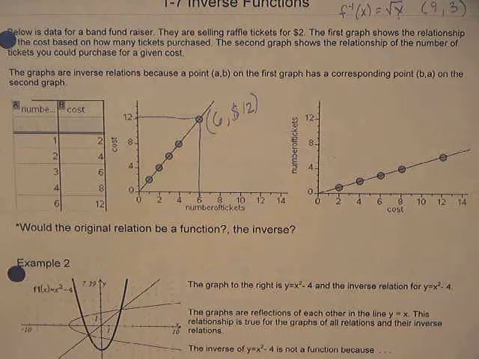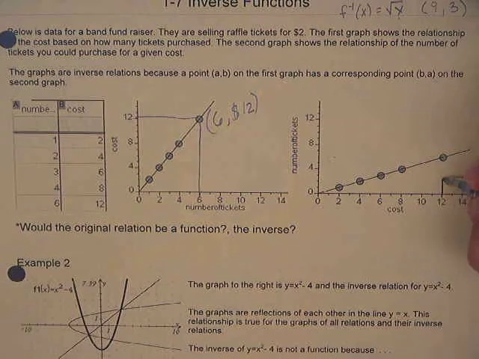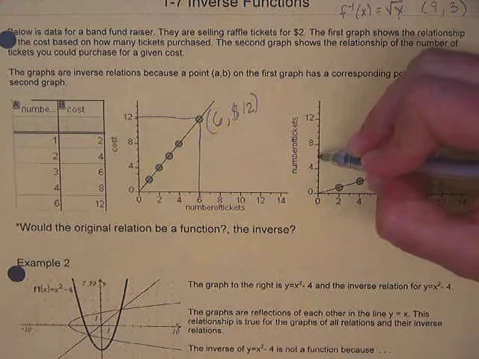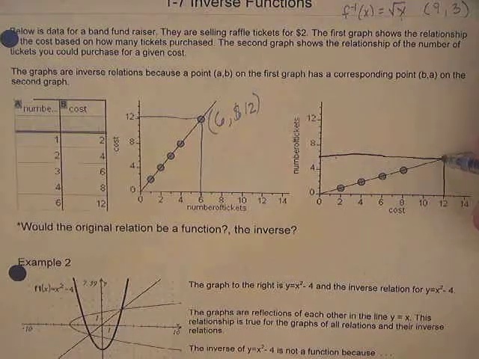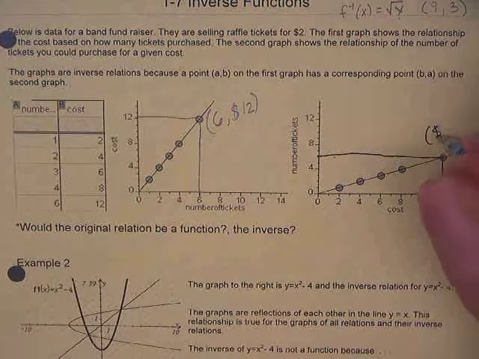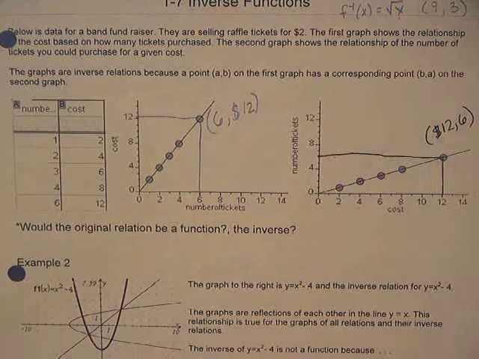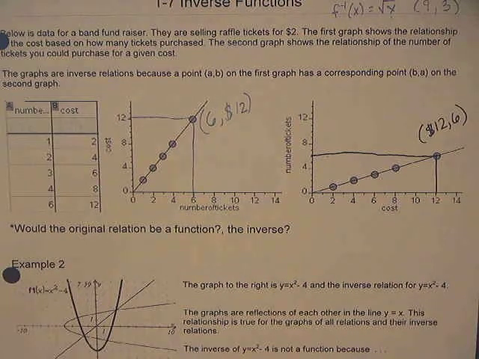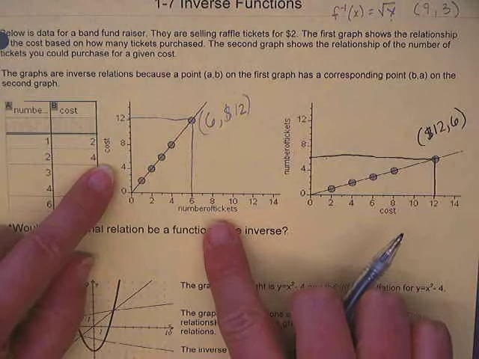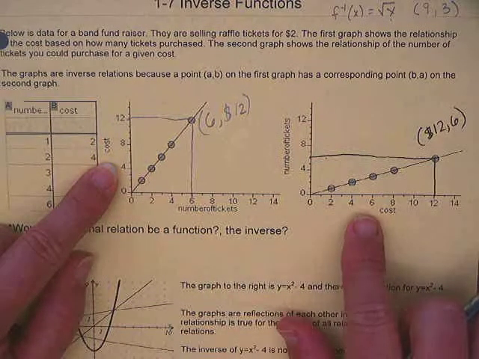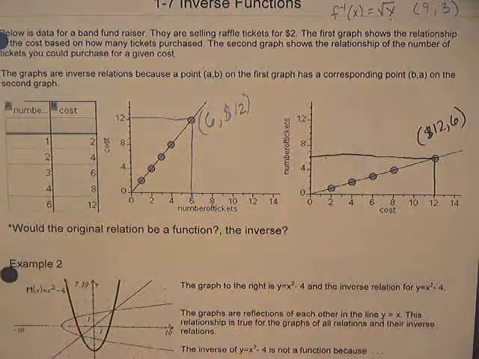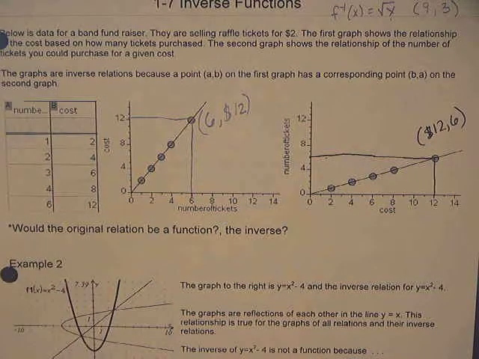Sometimes you want to look at a situation from another perspective. Say I have a friend that's in band and I want to support them, and I have $12. How many raffle tickets can I purchase? Using the graph of the inverse function, I can see that for $12 I can purchase 6 tickets. So it's the concept and perspective depending on what my input and output would be. For the original I had number of tickets and cost, and then the inverse function has cost and number of tickets. If you switch the x and y values, then you have an inverse function.